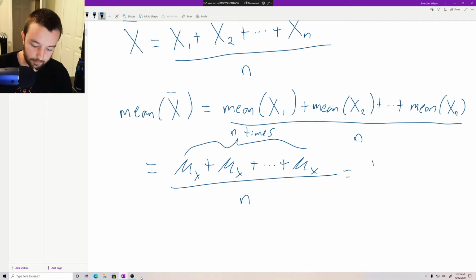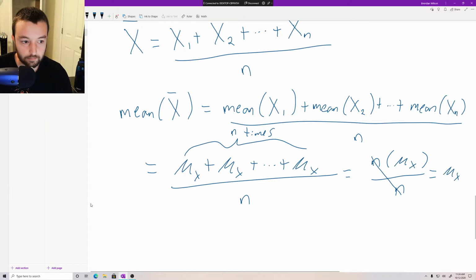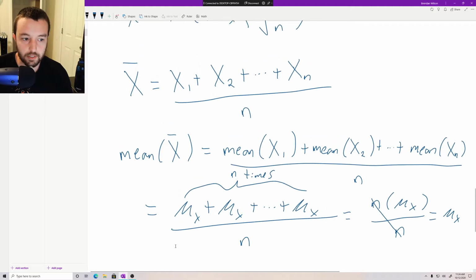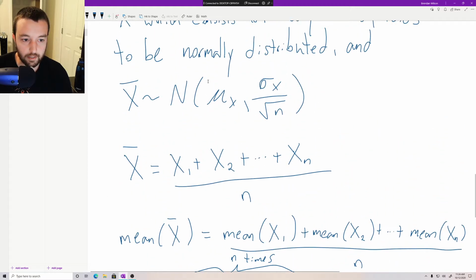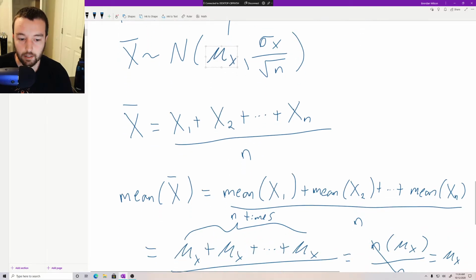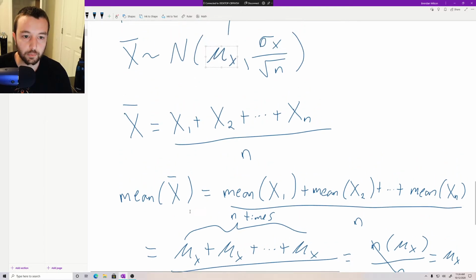But if there's n of them, that means this is the same thing as n times mu x, right? Just by the definition of multiplication. And then our n's cancel, and we get mu x. Okay. So I'm just showing you where this comes from. How do we know that the mean of x bar is mu x? It's okay if you don't feel comfortable replicating this. I just want to show you where it comes from.